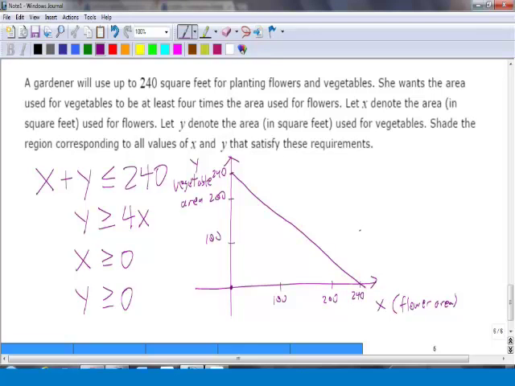I'm thinking I might need to know the point where those two lines intersect to sketch a decent graph. So how about this? I really need the vertex of that, at least that particular vertex of the system. X plus y equals 240. How about negative 4x plus y equals 0?